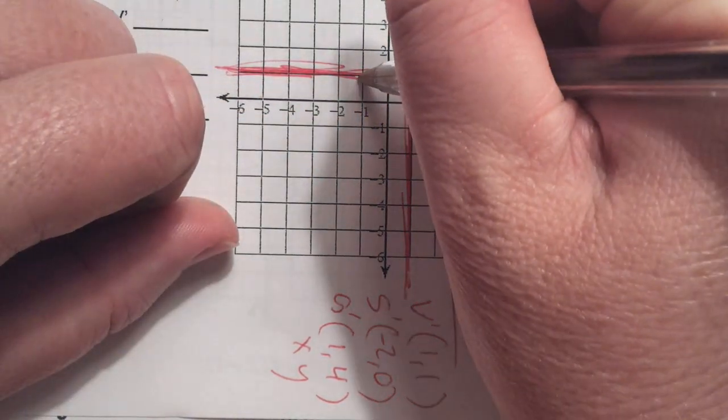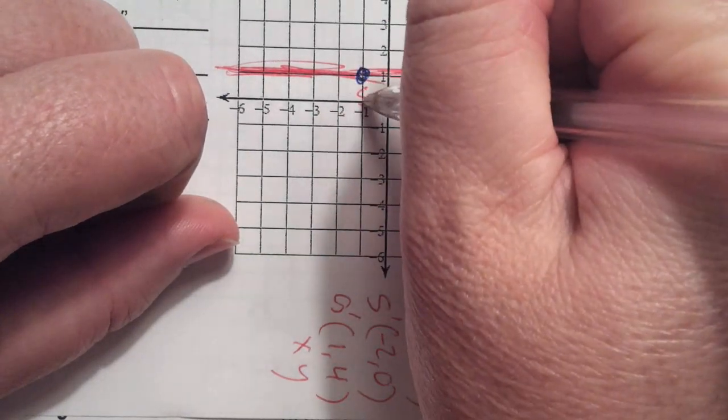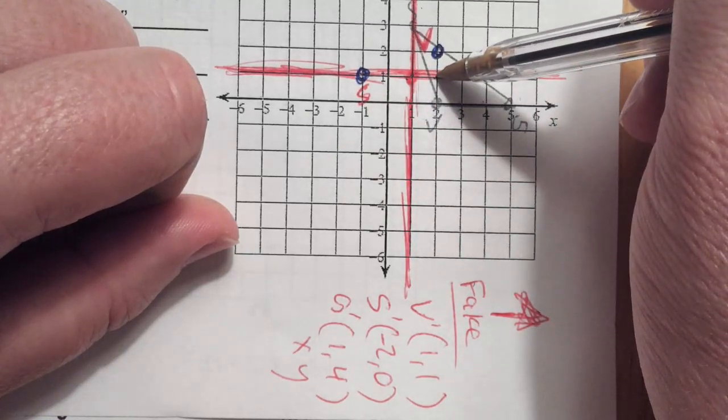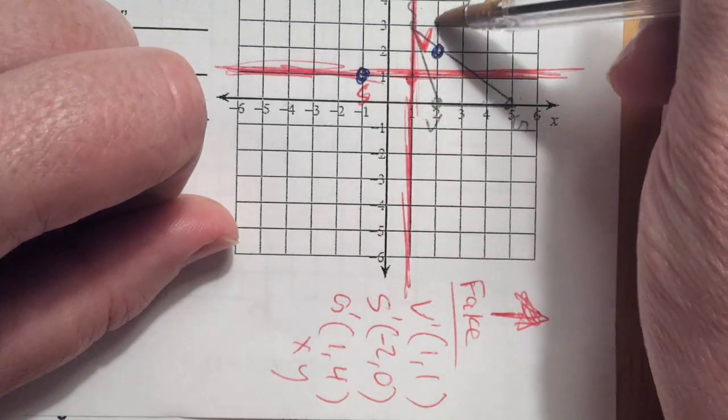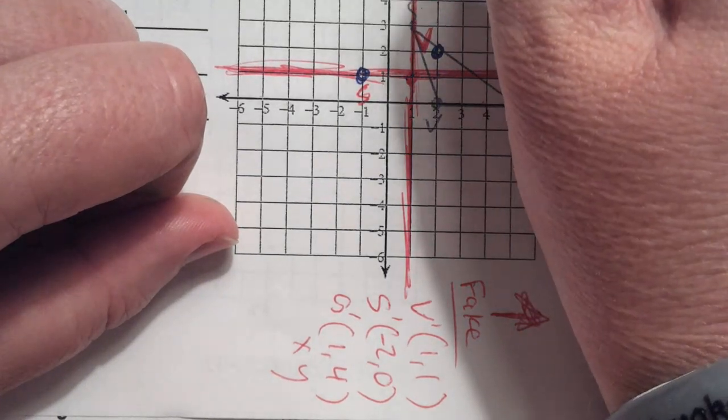-2, 1, 2, positive, and then 0. That's my S. And then +1, +4. 1, 2, 3, 4. That right there is my G.